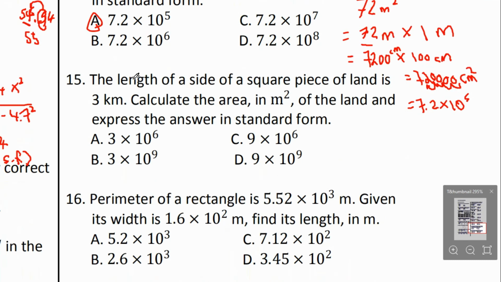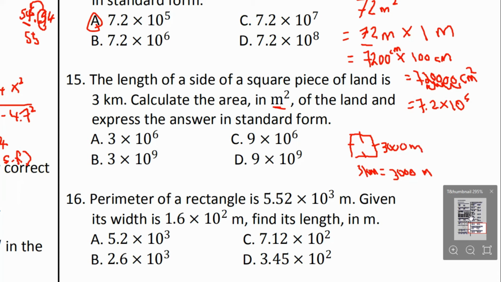Number 15. The length of a side of a square piece of land is 3 km. Calculate the area in meters square of the land and express the answer in standard form. So there is a square. Each side is 3 km. Okay, the question asks us to change it to meter square. So we change it to meter first. So 3 km equals 3000 m. Since this is a square, all sides are the same. So here also 3000 m.